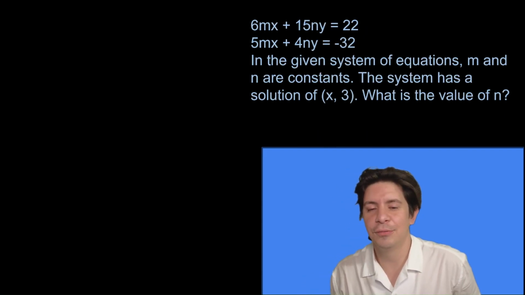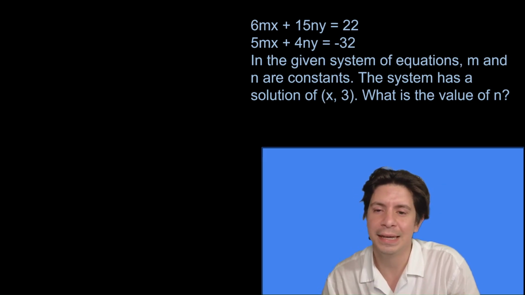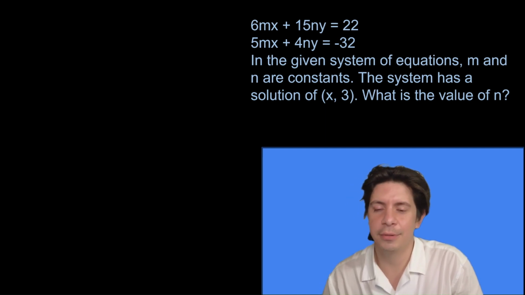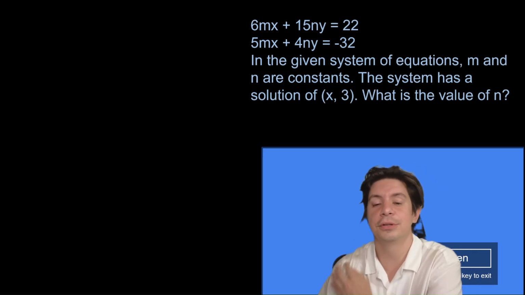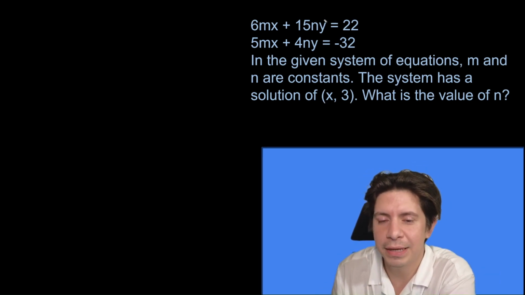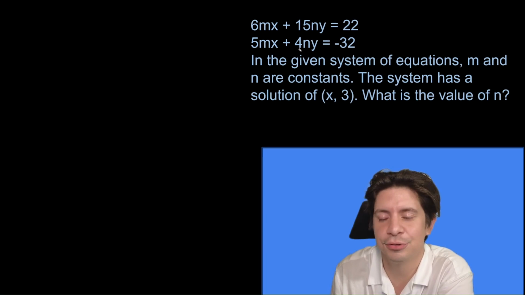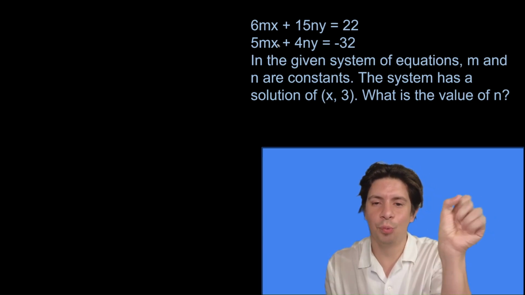6mx plus 15ny equals 22, 5mx plus 4ny equals negative 32. In the given systems of equations, m and n are constants. The system has a solution of (x, 3). What is the value of n? Okay, so what I'm going to do is plug in 3 here. What people make the mistake of is they try to solve for x. You can't solve for x. There's too many variables. But you can solve for n because you can treat mx like one unit, and you'll see how.